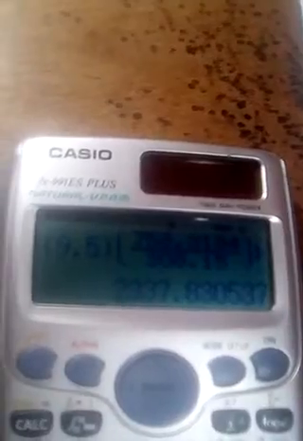Therefore, P2 is equal to 9.5 times 758.3184 over 308.15 degrees Kelvin times 100 kilopascal. Here, it is 2,337.8305 kilopascal.